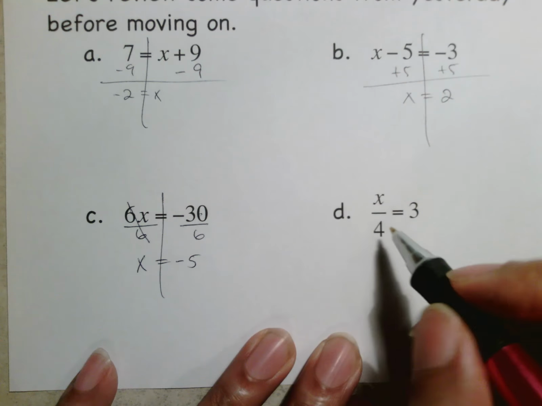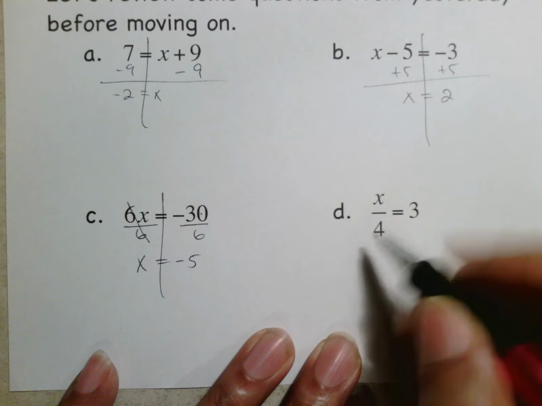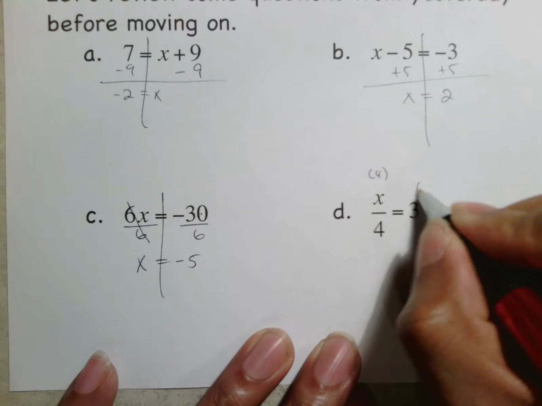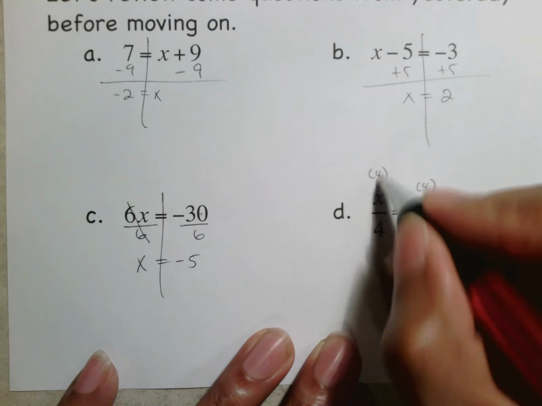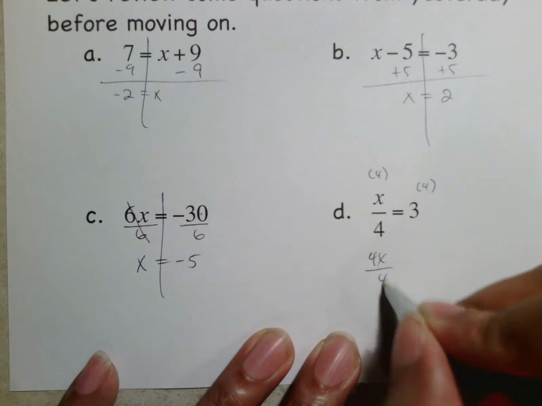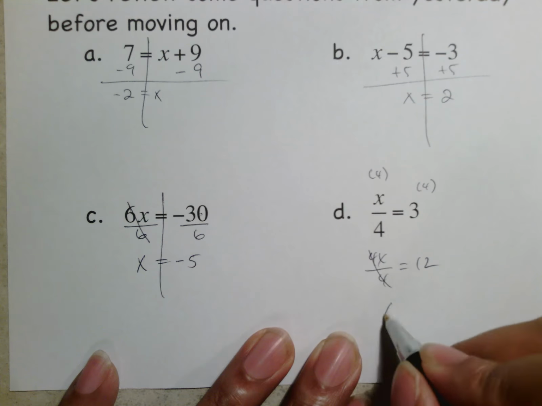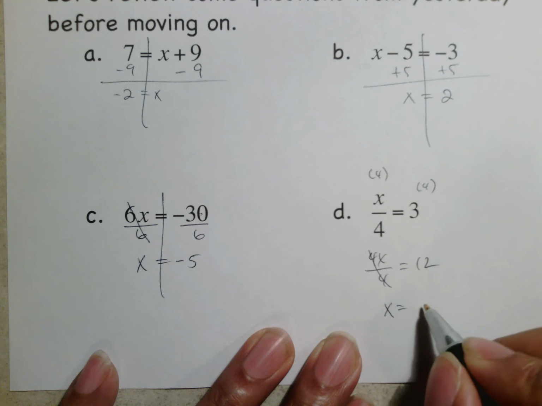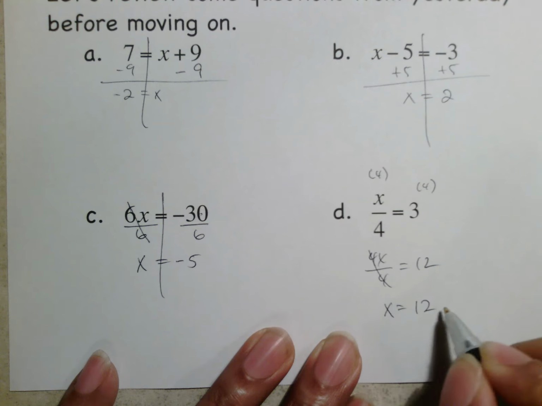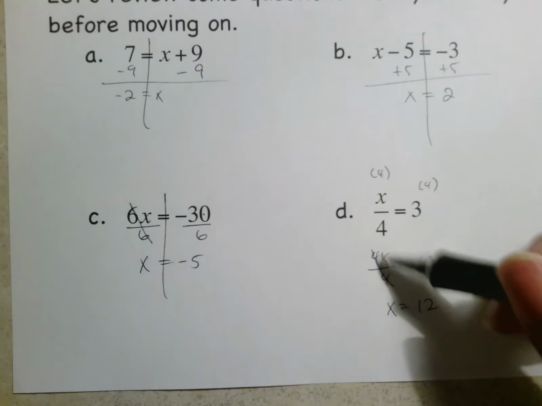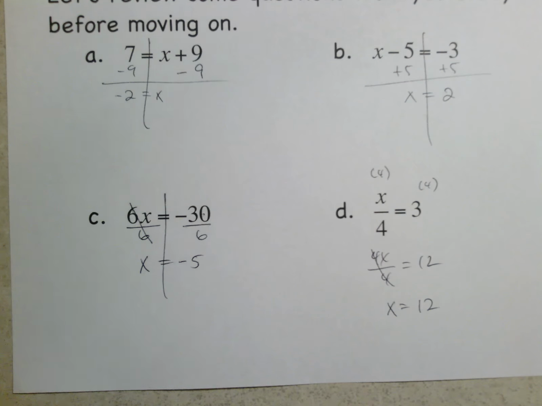And then what we learned on D is that if there's a number on the bottom, we simply multiply both sides by that number. Multiplying 4 by x, you get 4x over 4 equals 12. The two 4's on top and bottom cancel, and x is equal to 12 in that question. Again, the general rule for algebra is if you have the same thing on top and bottom, they cancel out.